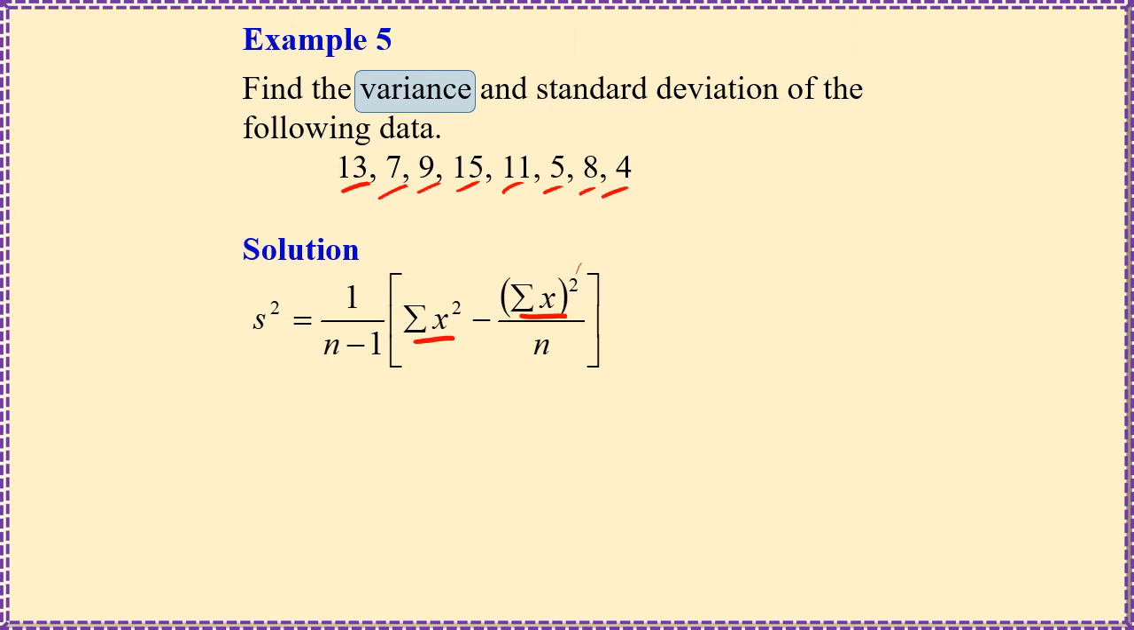But for now, to do it manually, we just have to calculate each of the data. For summation of x, we just have to total up everything. But for x squared, we need to find the square of the data.